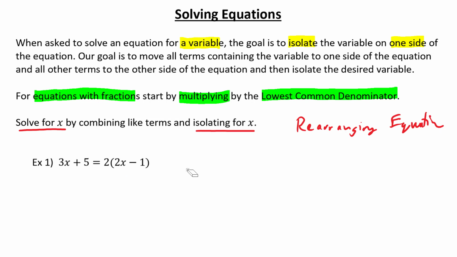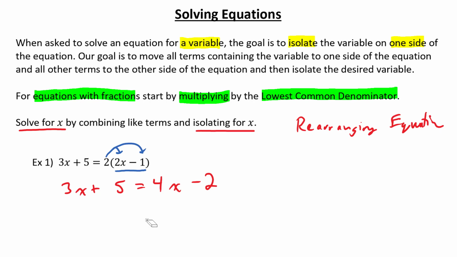The rules of BEDMAS apply to solving equations as well. First things first, we have brackets here. I'd like to combine those together, 2x minus 1, but I cannot because they are not like terms. So to get rid of the brackets, I will distribute the 2 to both terms inside the brackets. Please don't write an equal sign there. We already have an equal sign. Only one is required.